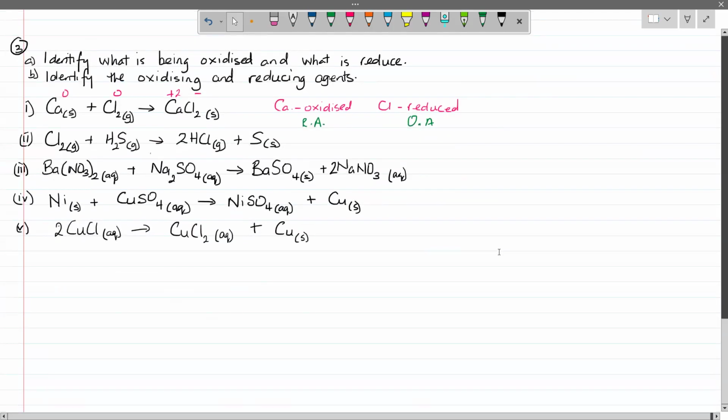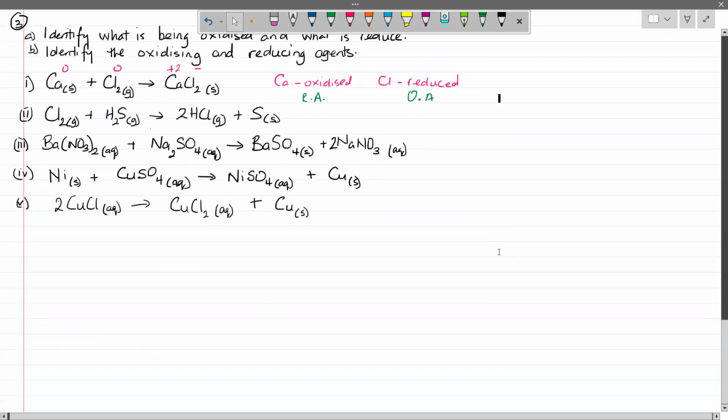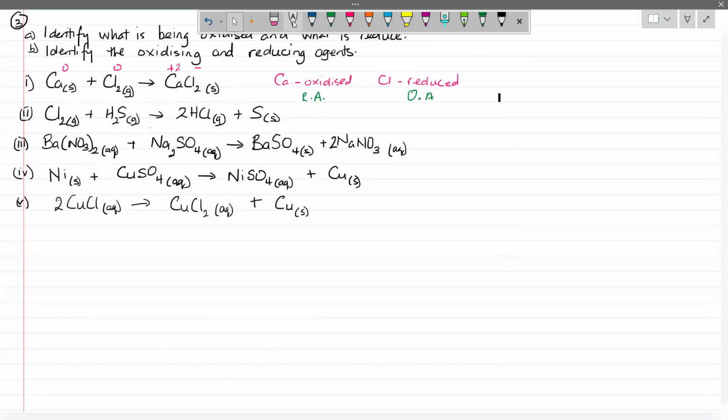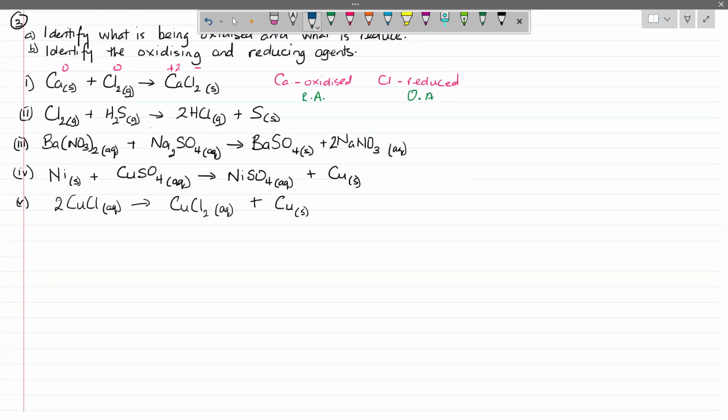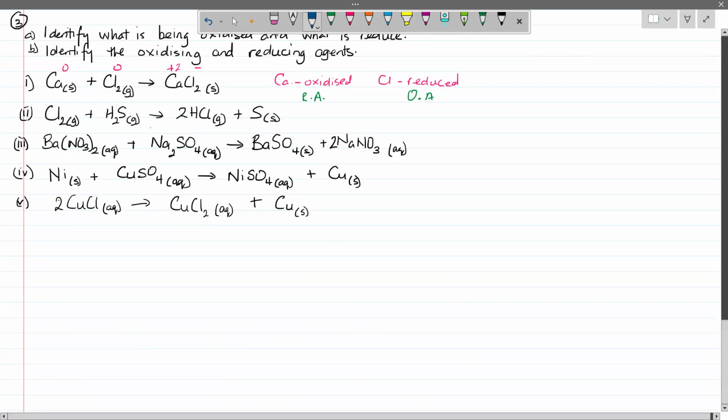All right, so let's look at the other one now. Here we want to identify what is being oxidized and what is being reduced, right? So I need to write each one of them. I did the first one as an example when we were introducing the exercise. Here we could see that the calcium has an oxidation number 0 and chlorine has an oxidation number 0. Now, when it forms the compound calcium chloride, right? The calcium ion has an oxidation number of +2, and the chlorine ion has an oxidation number of -1.